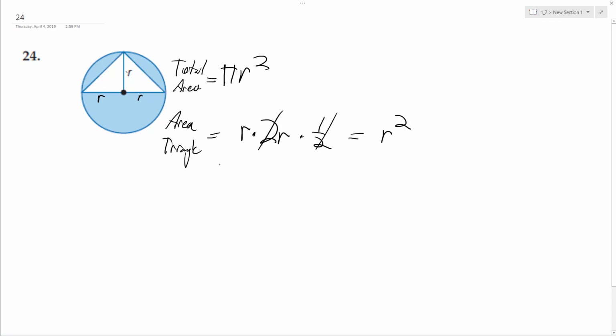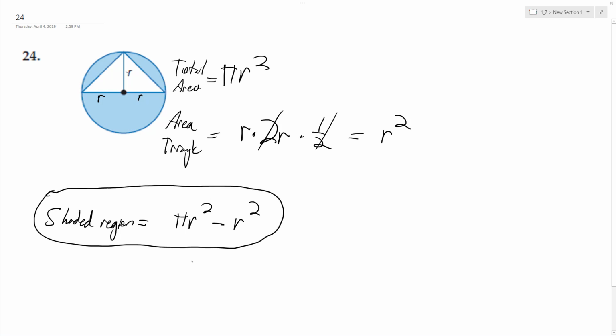All right, so the shaded region is going to be equal to the total area, pi r squared, minus r squared. And that's the solution, but if you want, you can even write this as r squared times (pi minus 1).